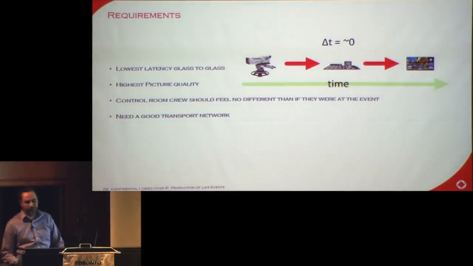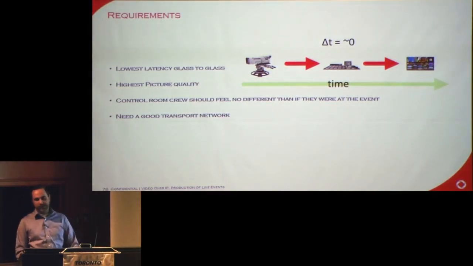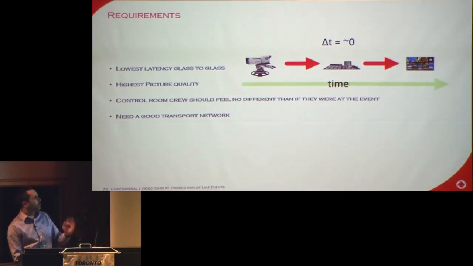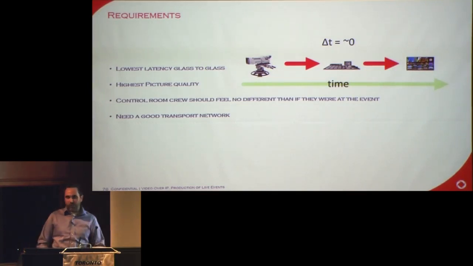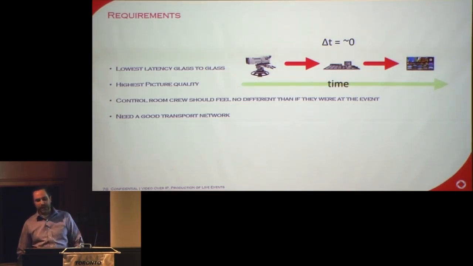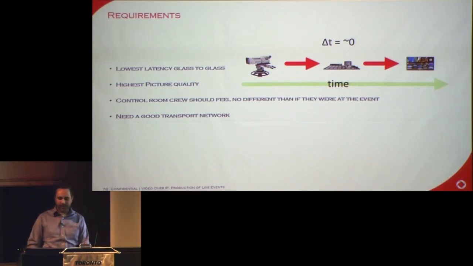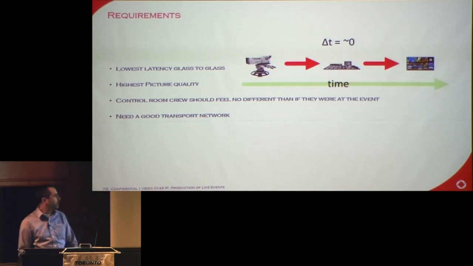There are some base requirements. First and foremost is getting this latency as near to zero as possible, glass to glass, or from camera lens to the output of the switcher. We're going to try to make that signal propagate through there as quickly as we can and still maintain the highest picture quality. For the control room crew, we want them to really feel like they were actually at the live event. We don't want to feel like we're 3,000 kilometers apart in some cases. So for that, we need a good transport network.